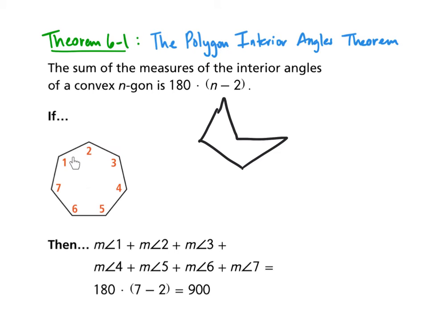So for instance, I see here that I have 7 sides. I also have 7 angles. Important to remember that the number of sides and the number of angles in our polygon will always be equal. So they've labeled the 7 angles of this polygon, which means it has 7 sides. And if we wanted to figure out what all of those angles add up to, we can just take 7 minus 2, which is 5, and multiply by 180 and get 900.